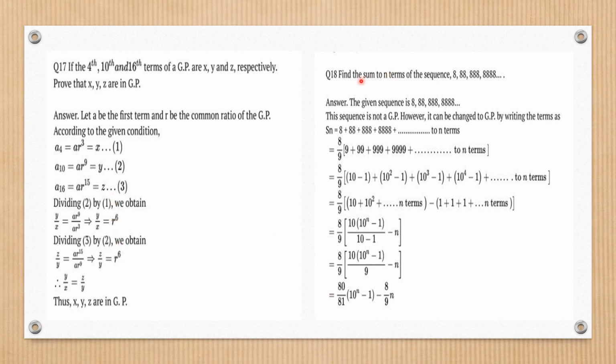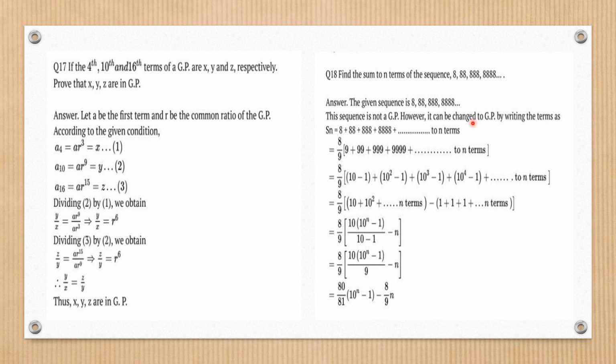Question number 18. These questions are also very important, and a definite pattern is here. You have to follow some pattern to solve such questions. You have to find the sum of n terms of this sequence. See the pattern of this sequence: 8, 88, 888, 8888 and so on. So the given sequence is this. Okay, so it is not a GP. You will not find the common ratio the same.